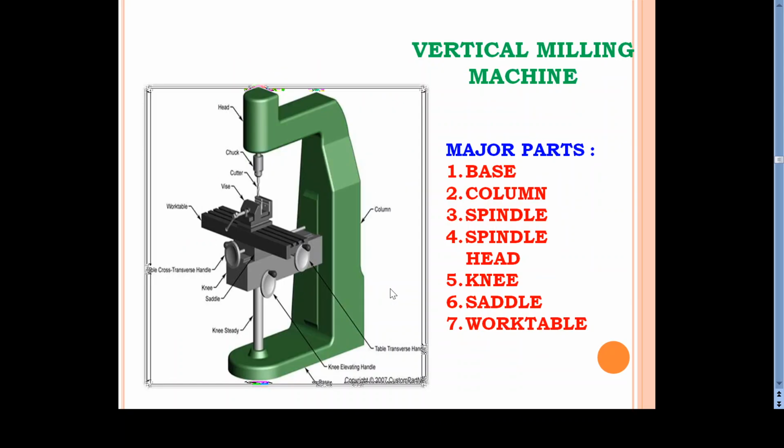So this figure shows the vertical milling machine. So here, just like a drilling machine, you can see this is the tool head, and this is the spindle and chuck, and on the chuck you can have the milling cutter. So this is the vise, and we can keep the workpiece here, and this is the table. The table is on the knee, which is on the vertical screw, and this is the base.